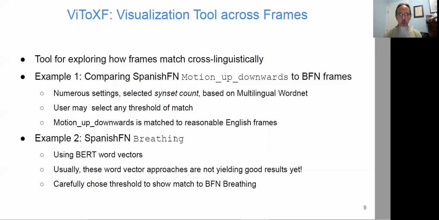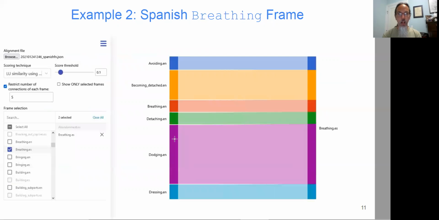In our second example, you can see Spanish FrameNet breathing, which should be an exact match to the Berkeley FrameNet breathing frame. In this case, we used LU similarity based on word vectors. We chose a score threshold of 0.1. And with those settings, we can have English breathing as a comparable frame.